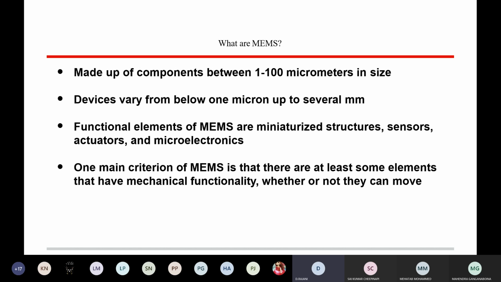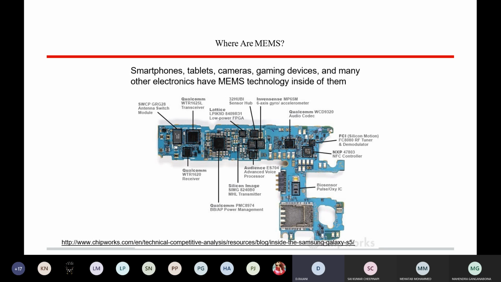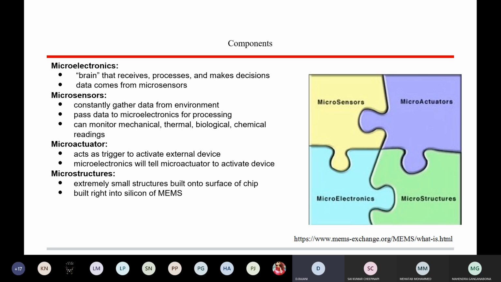So the microsensors have the main important role in MEMS technology. The basic components of a micro electromechanical system are microelectronics, microsensors, microactuators, and microstructures. Microelectronics is the brain function. I already explained this in the last class. It receives and processes data, and after that it makes the decisions. Its data comes from the microsensors only.